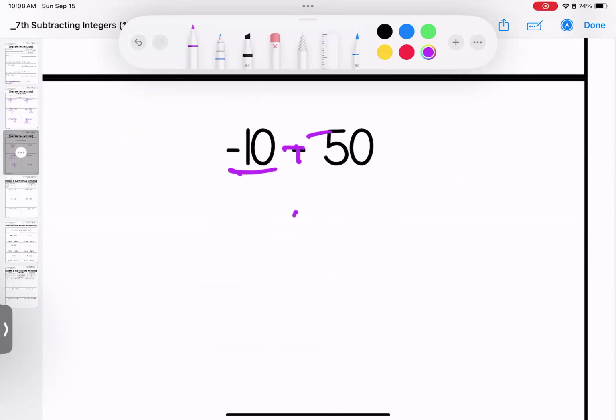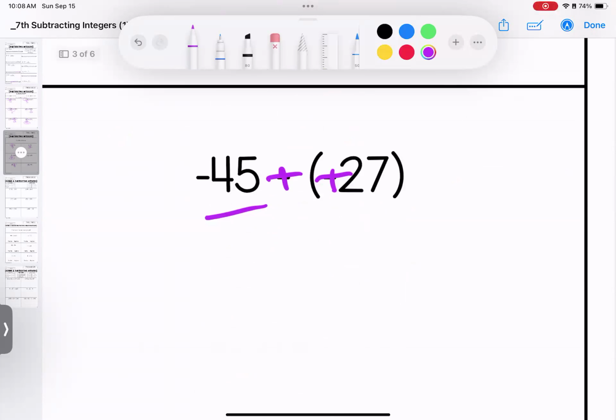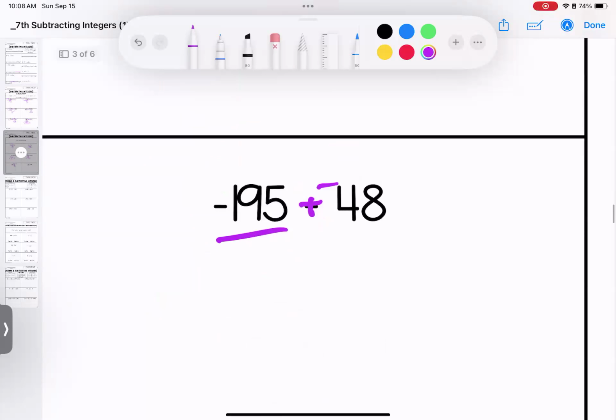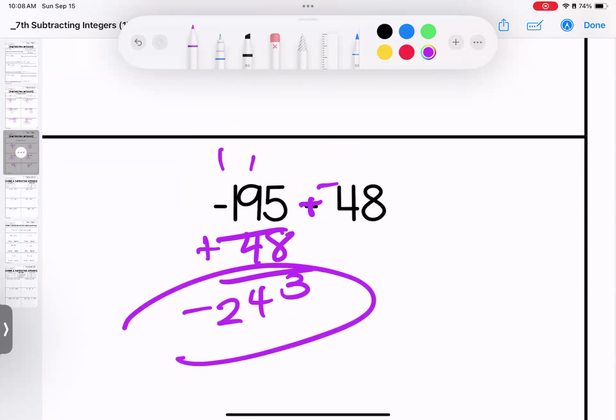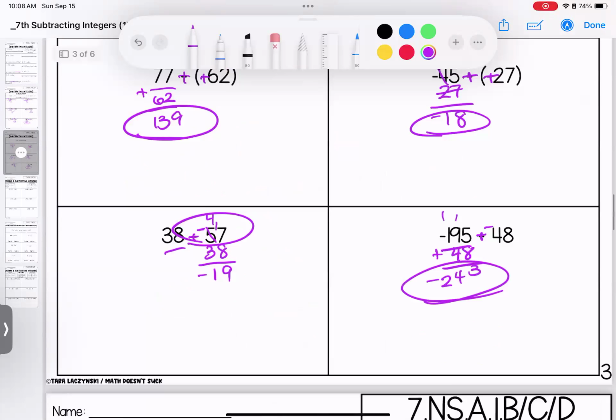These are a match. 50 plus 10 is 60. 60 is negative. Different sign, difference. I'm going to subtract with borrowing, of course. I get 18. The larger number is negative, so my 18 is negative. Same sign, so they're going to grow in their negativity. I end up with 243, and it's negative because this number is negative. Both numbers are negative. If you have questions, please bring them with you to class.